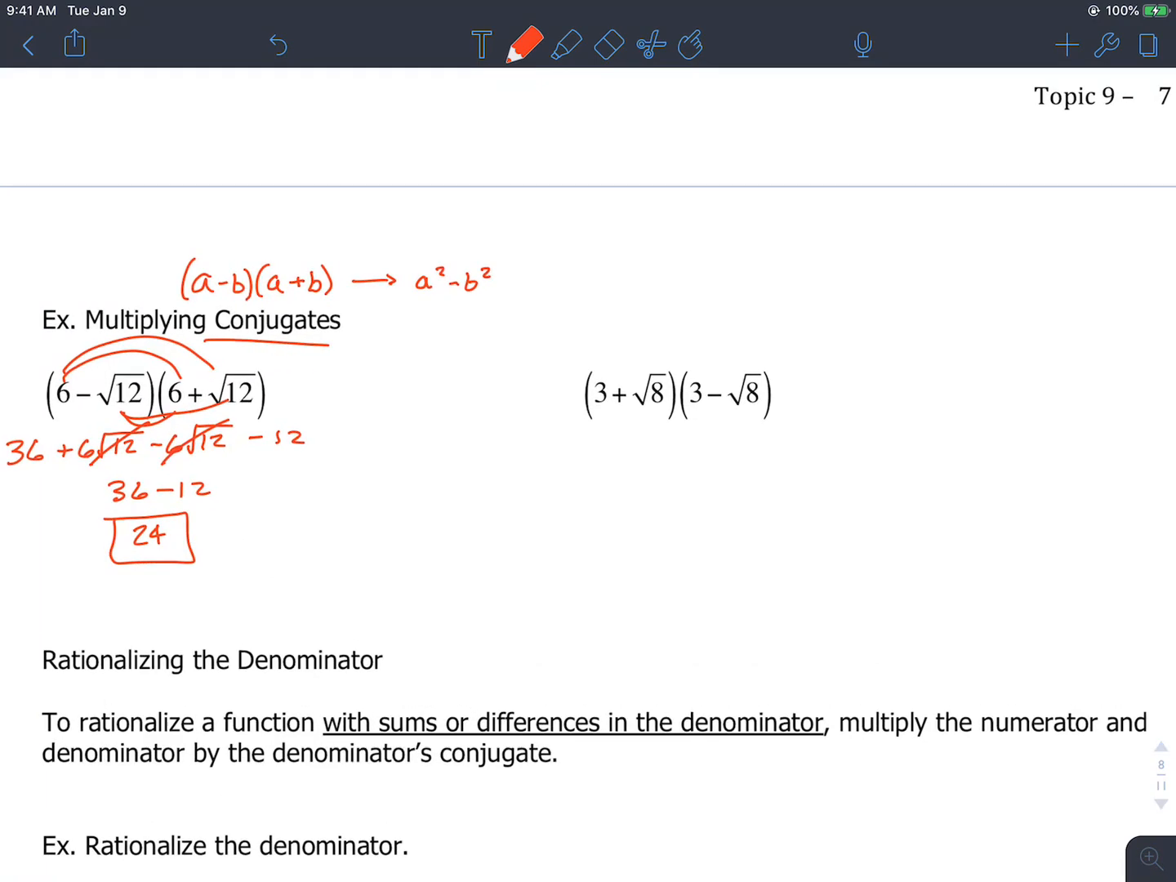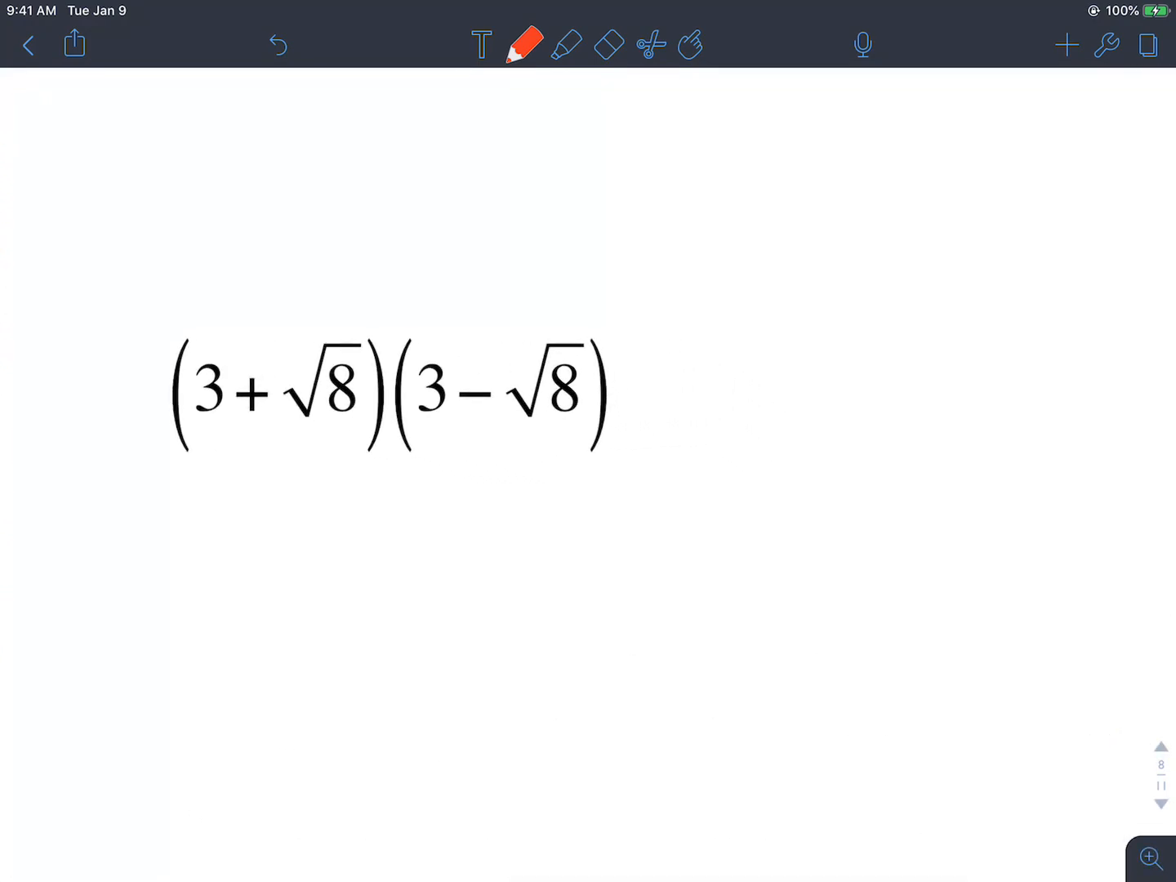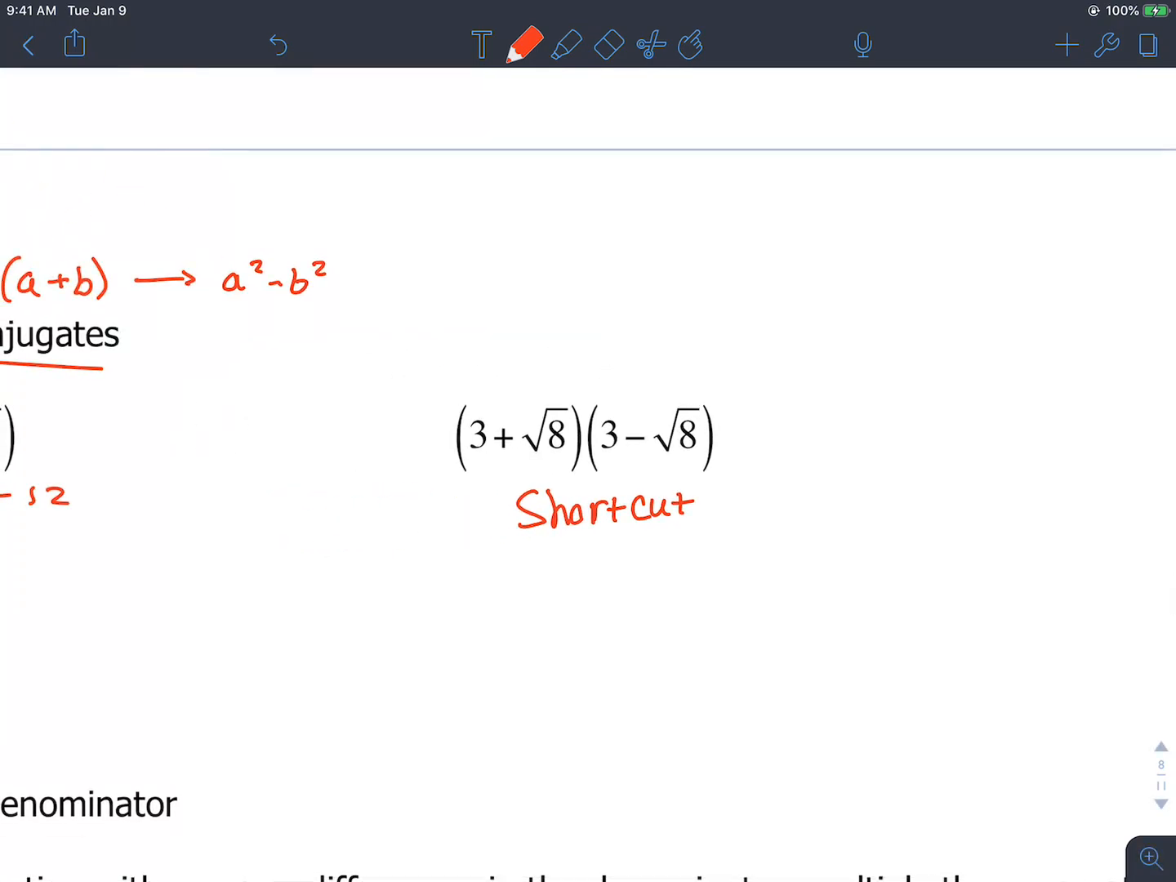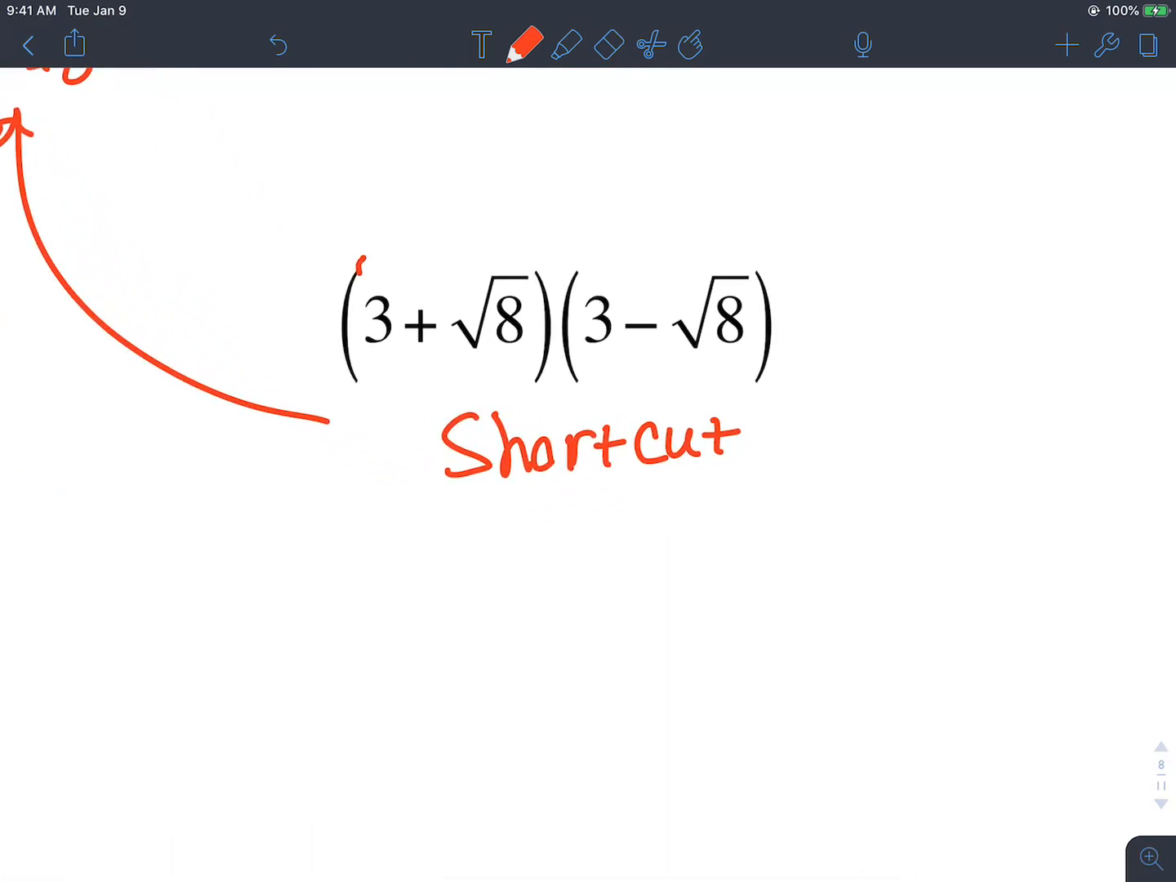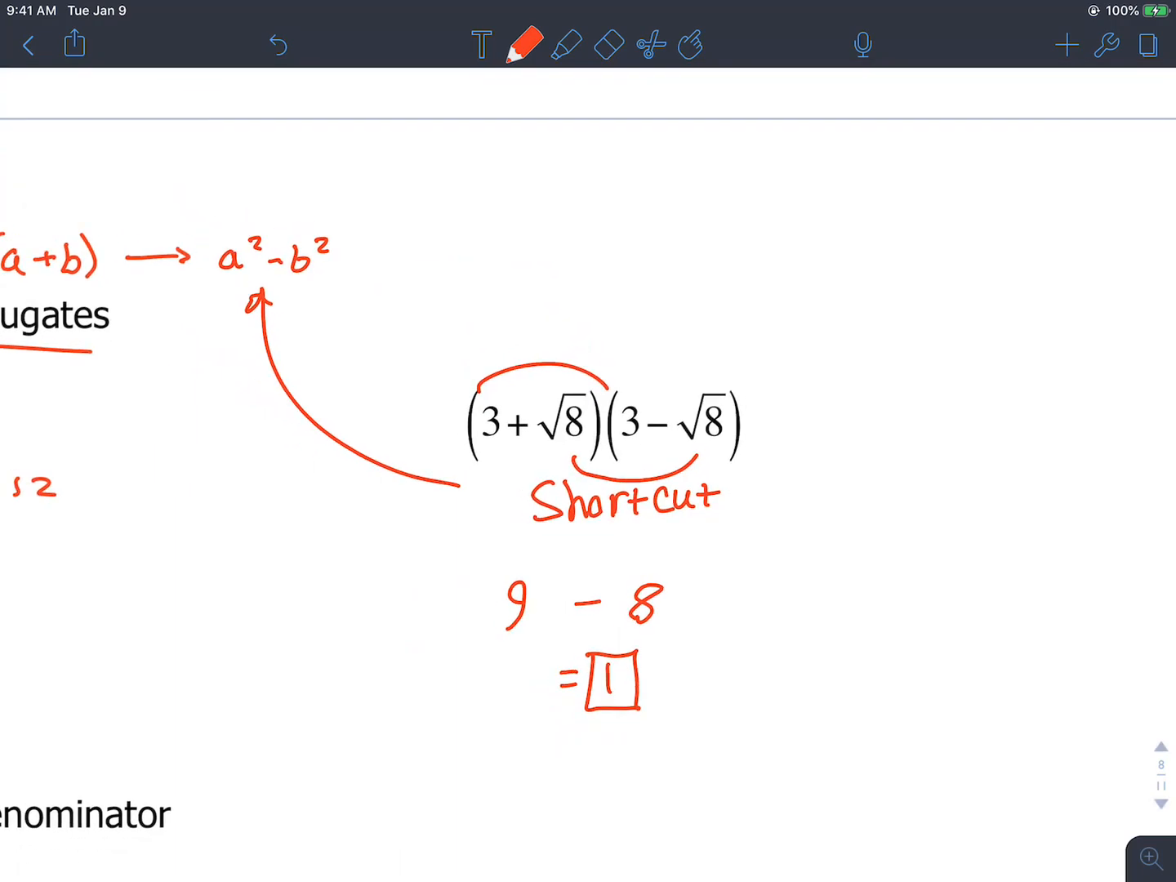So let's try another one here. If you want to use the shortcut for this, you can use the fact that you have the difference of squares. So basically 3 times 3 is going to get you 9. Square root of 8 times square root of 8 is going to get you negative square root of 64, which is just going to be 8, right? And then simplify from there, that'll be just 1 once you're done there.